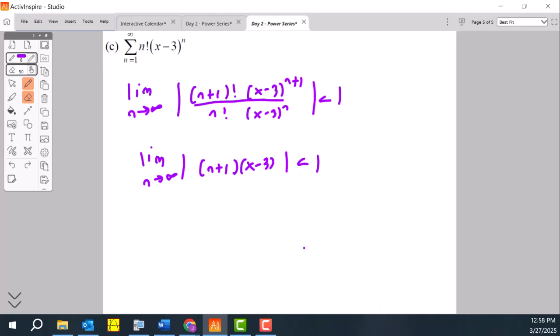This time as n goes to infinity, this goes to infinity times x minus 3, which is just going to be infinity. That's not a true statement. There's only one x value that would make this work, and that would be 3, the center. If we plug in 3, then hey, we get 0 is less than 1. But any other x value would make this not a true statement. So we would say our radius is 0, and our interval is just x equals 3.